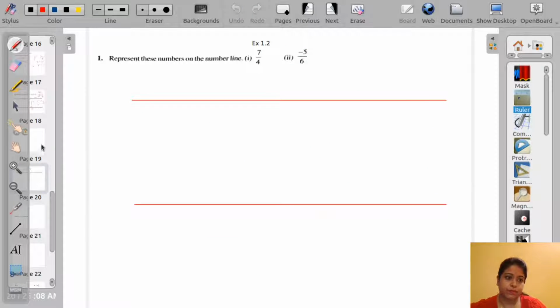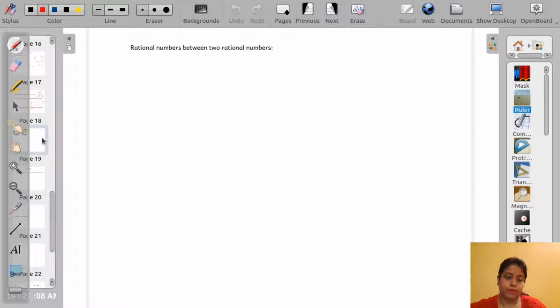Next is how to find out rational numbers between two given rational numbers. This is very easy. Here, we just have to recall one concept of fractions, and how to take out the equivalent fraction of a given fraction. Okay, suppose we have been given 3 by 5. Okay, how to take out the equivalent fraction of 3 by 5?